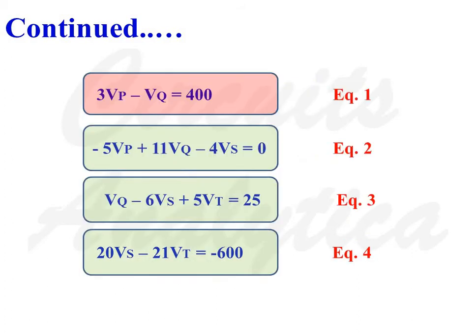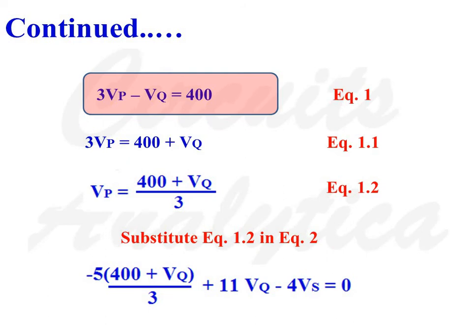So we have 4 equations. 3Vp minus Vq is equal to 400, equation number 1. Minus 5Vp plus 11Vq minus 4Vs is equal to 0, equation number 2. Vq minus 6Vs plus 5Vt is equal to 25, equation number 3. 20Vs minus 21Vt is equal to minus 600, equation number 4.